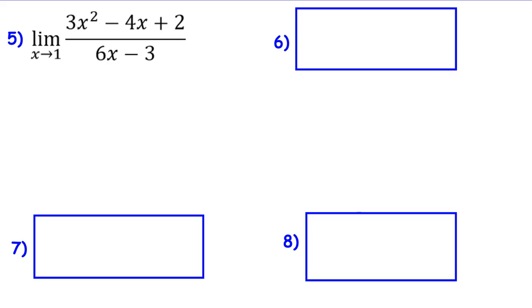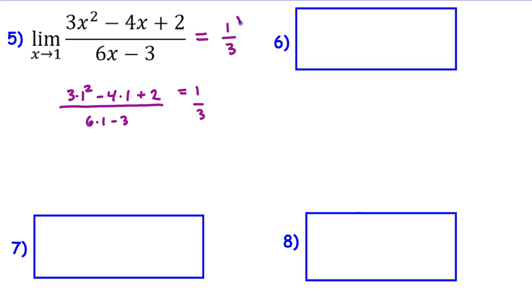So here we have a rational function and we're finding the limit as x approaches 1. Remember, always try direct substitution first. So let's see, we would have 3 times 1 squared minus 4 times 1 plus 2, over 6 times 1 minus 3, and that would be 1 over 3. Well, there's nothing wrong with an answer of 1/3, so direct substitution worked. We just get 1/3.